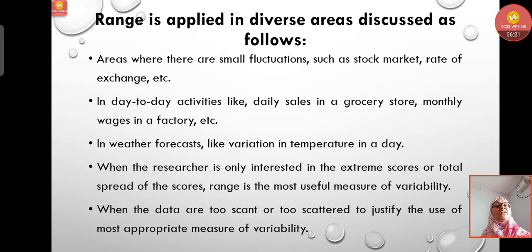Now, range is applied in diverse areas, discussed as follows. Areas where there are small fluctuations, such as stock market, rate of exchange, etc. In day-to-day activities like daily sales in a grocery store, monthly wages in a factory, etc. In weather forecast, like variation in temperature in a day. When the researcher is only interested in the extreme scores or total spread of the scores, range is the most useful measure of variability. When the data are too scant or too scattered to justify the use of the most appropriate measure of variability.